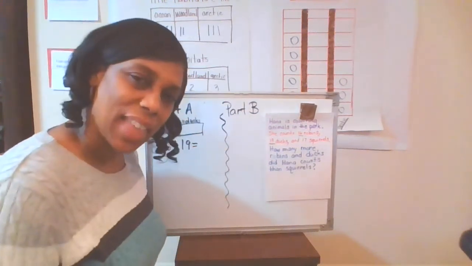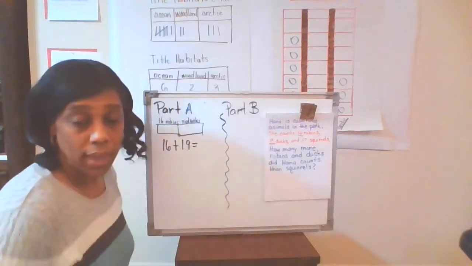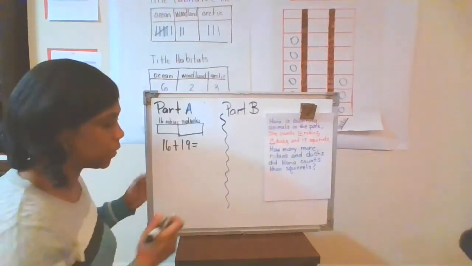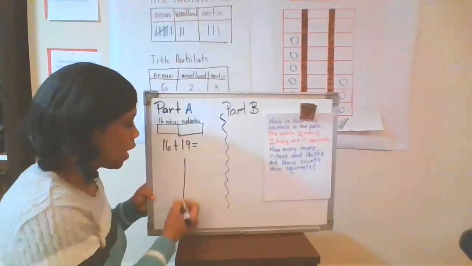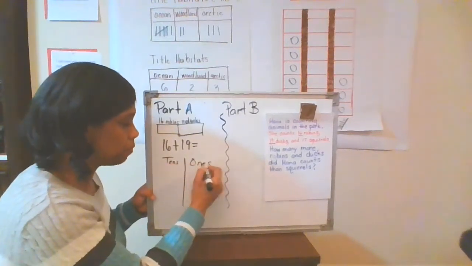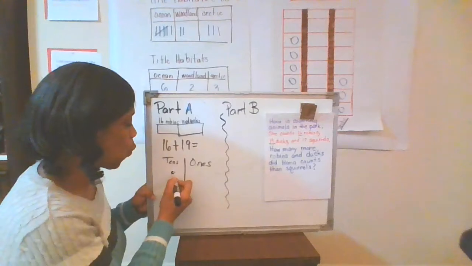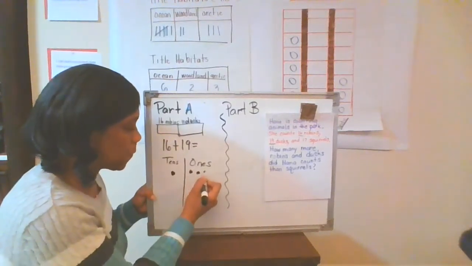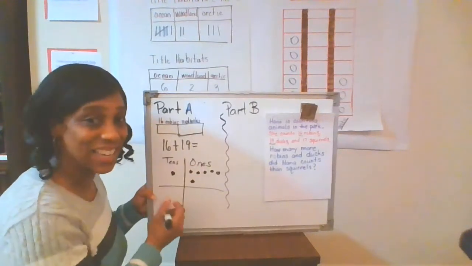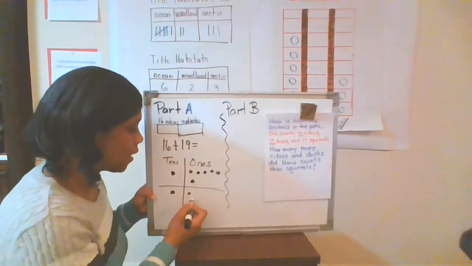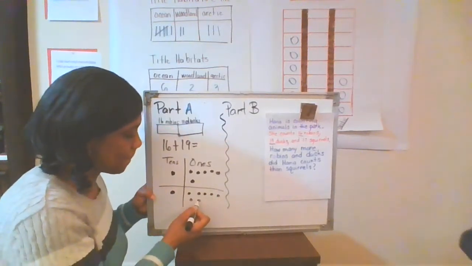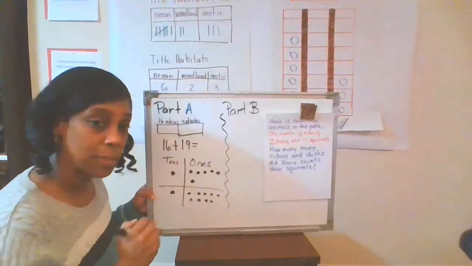How could I add that together? Well, one way I can use the chip method. Let's try using the chip method today for this. So I know I have my 10s and my 1s. The number 16 is 1 10 and 6 1s. The number 19 is 1 10 and 9 1s. I'm going to add them together.